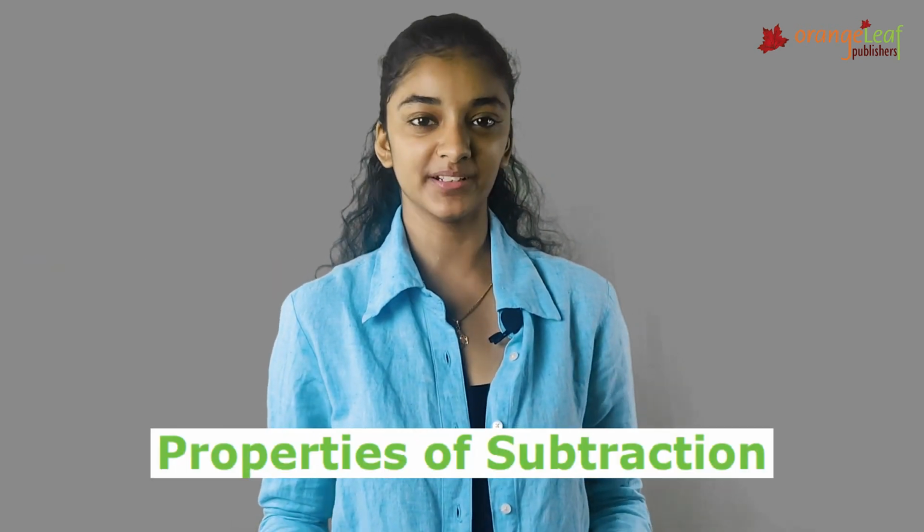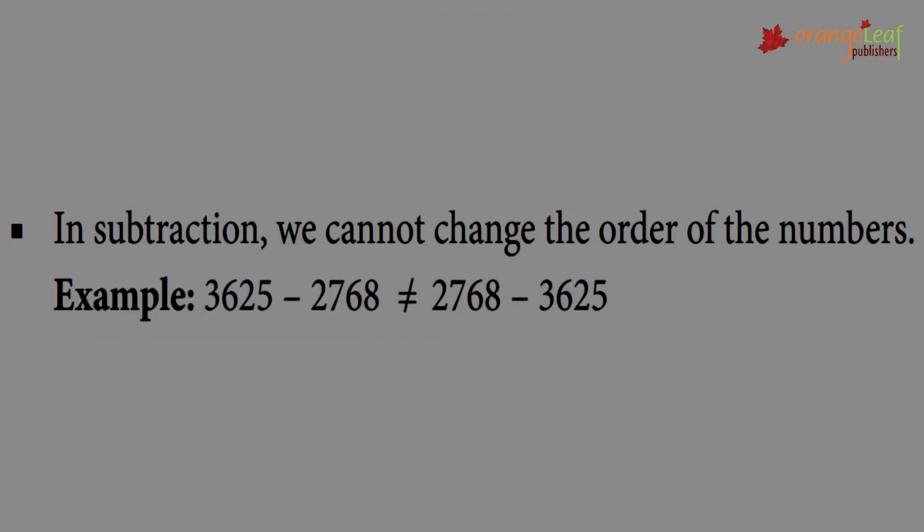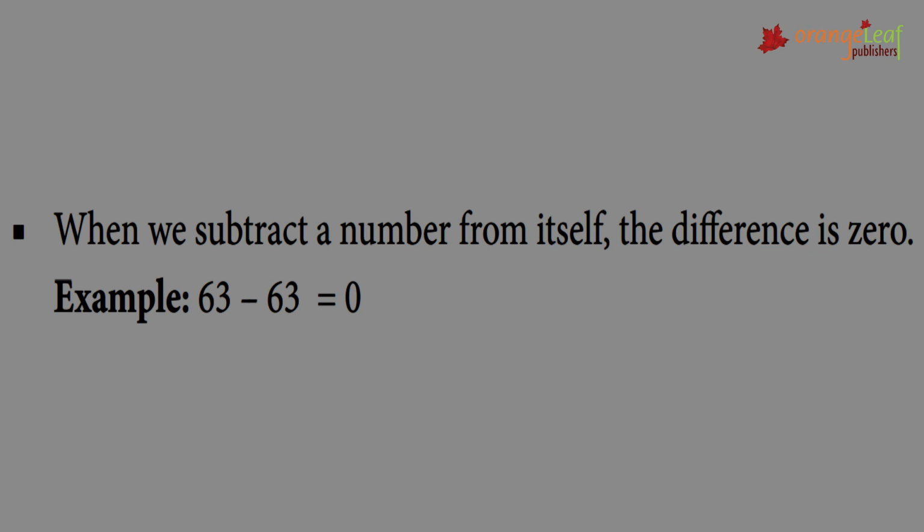Properties of subtraction. Property number 1. In subtraction, we cannot change the order of the numbers. For example, 3,625 minus 2,768 is not equal to 2,768 minus 3,625.